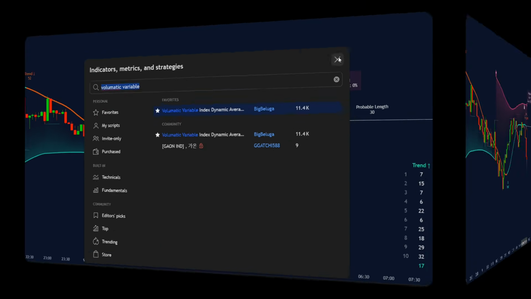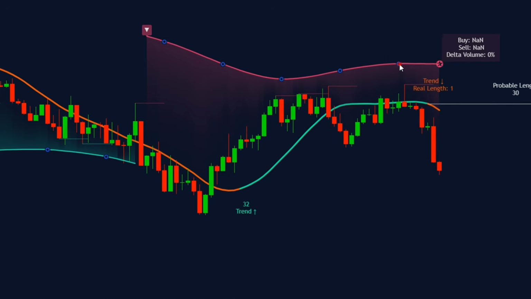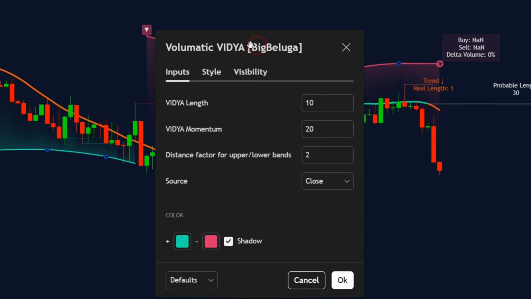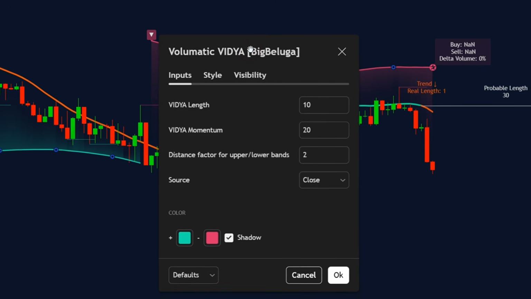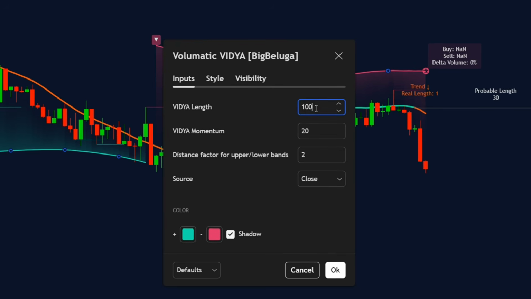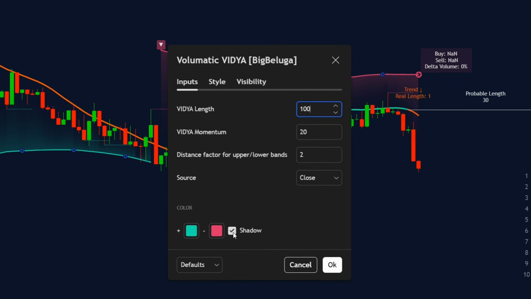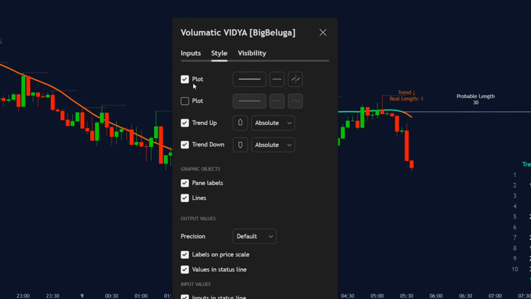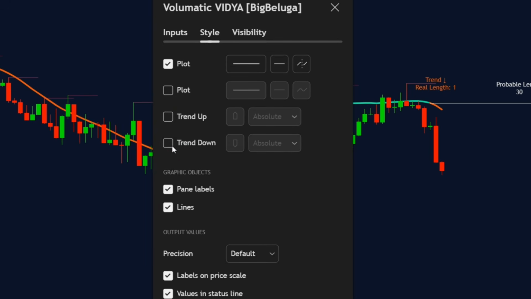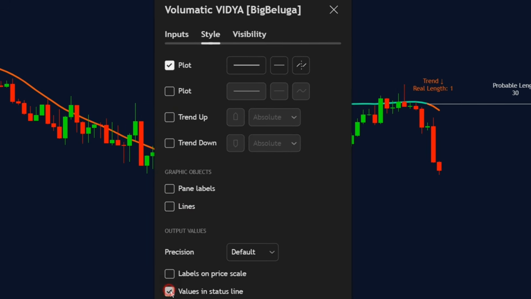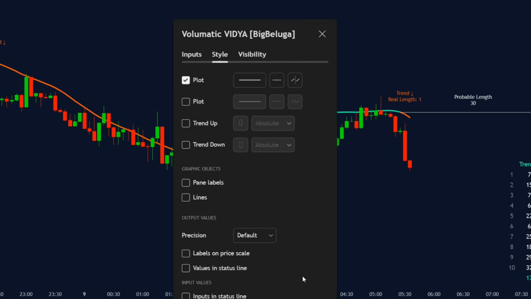Let's configure them quickly. Double-click on the VVIDA indicator. On the Inputs tab, you want to change the length to 100. This will act as our long-term baseline. Under Colors, uncheck the shadow option to keep the chart clean. Then go to the Style tab and disable everything except the first plot option. After that, make that plot line as thick as possible so you cannot miss it.